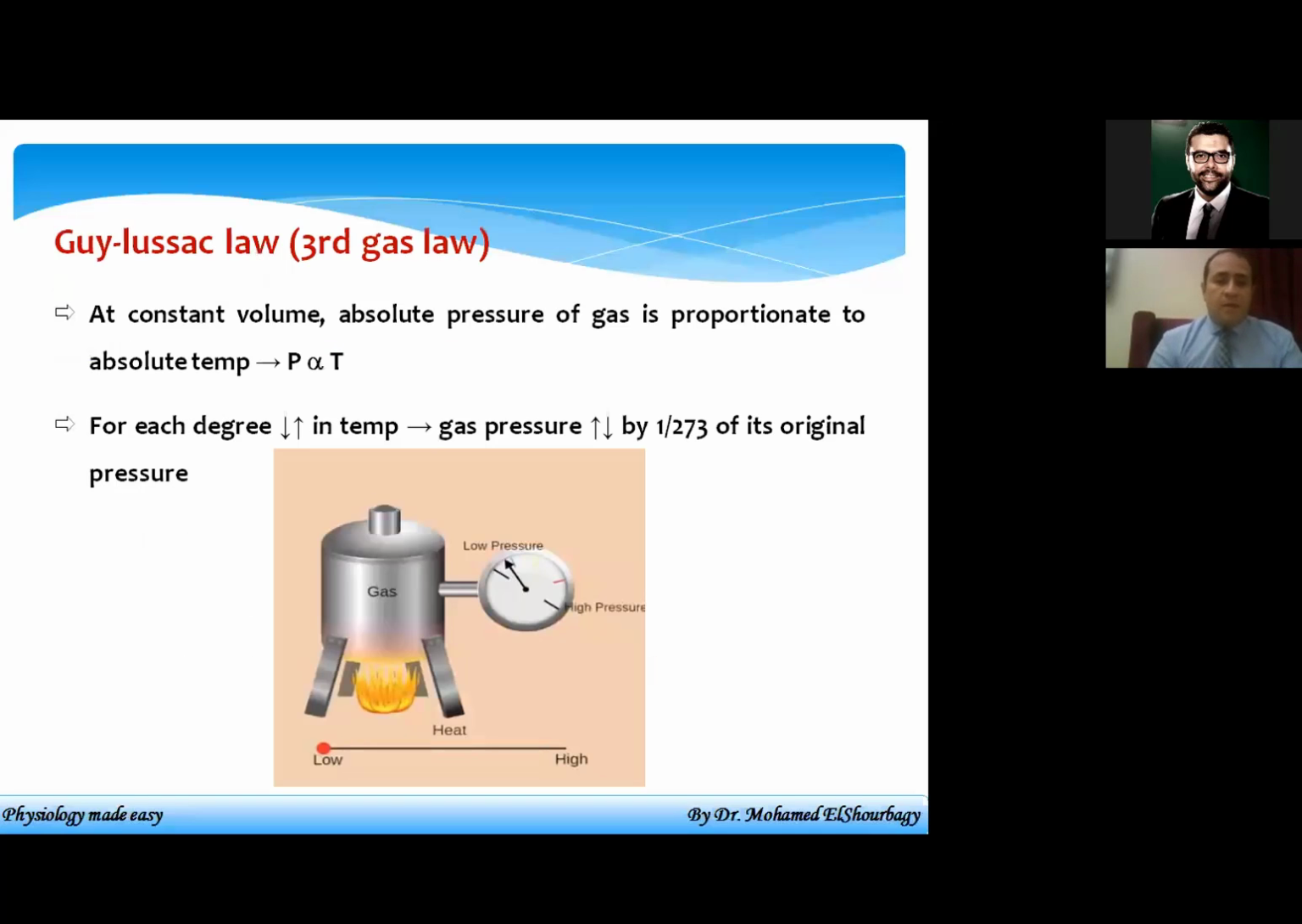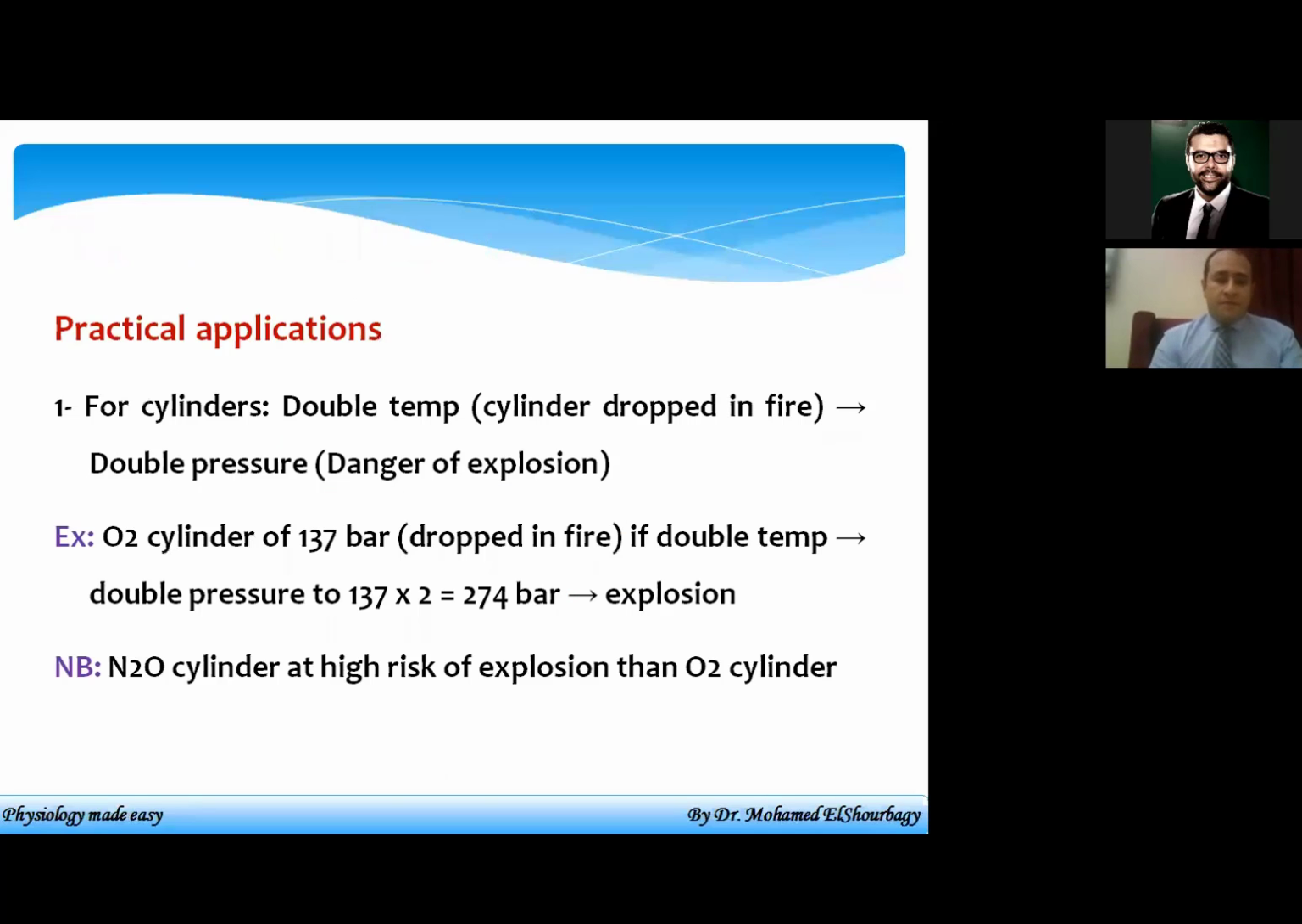What about Gay-Lussac's law, third gas law? At constant volume, absolute pressure of gas is proportional to the absolute temperature. Okay, P is proportional to T while the volume is constant. For each degree change in temperature, gas pressure will change by 1 over 273 of its original pressure. The most important application is for cylinders. Why? Because cylinders are non-compliant spaces. Practical application of Gay-Lussac's law: for cylinders, double temperature, for example a cylinder dropped in fire, doubles pressure, with danger of explosion.